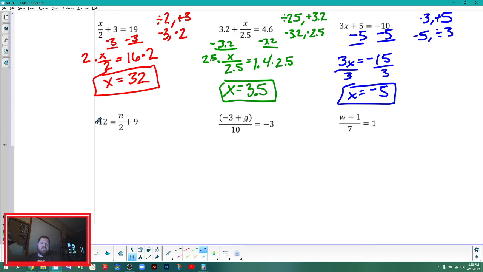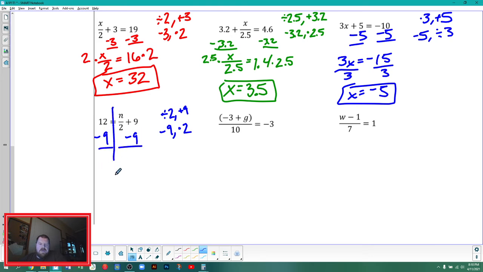Just go ahead and pause the video and do this one, and then we'll talk about these other two. Hopefully you had a chance to do that. This equation is similar to the ones that we've already done, so I don't feel too bad in having you give it a shot. Again, if I knew what n was, I would divide by 2, and then I would add 9. I'm going to undo those in the reverse order. So I'm picking the inverse operations. So we're going to subtract 9 from both sides.